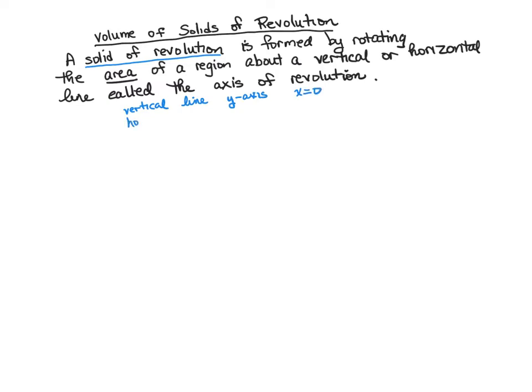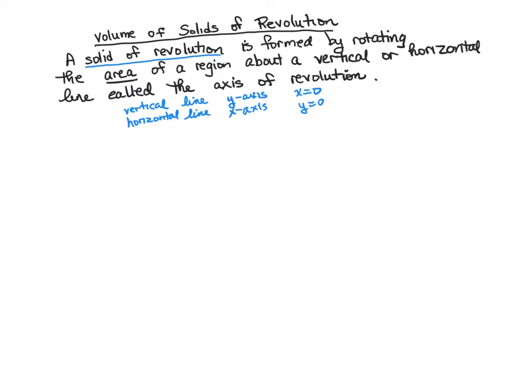For a horizontal line as the axis of revolution, we may use the x-axis, and its equation is y equals 0. The axis of revolution does not have to be the x or y axis. They could be equations of other lines, but for now we'll be focusing on the axes of revolution that involve first the x-axis, then the y-axis, and later in another lesson we'll consider others.